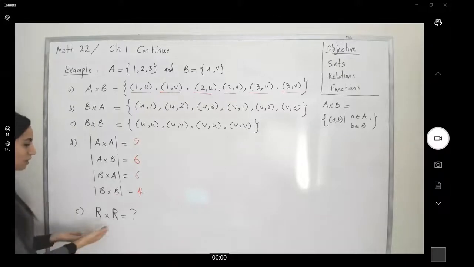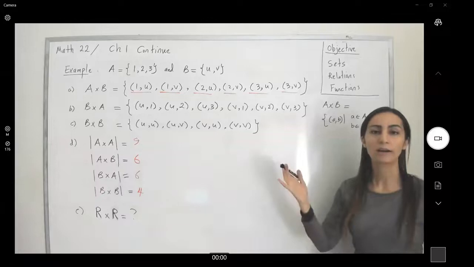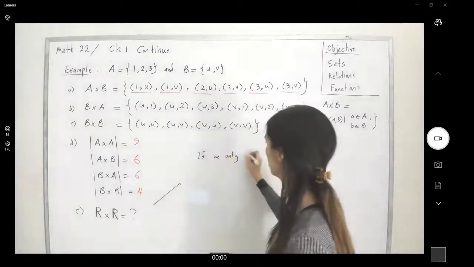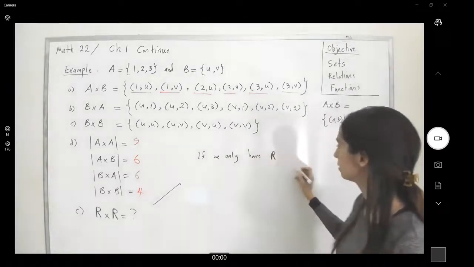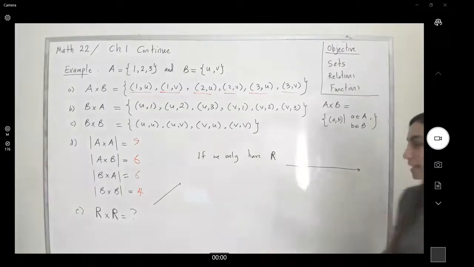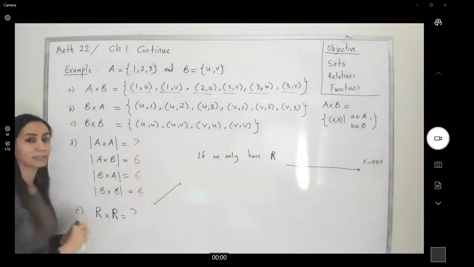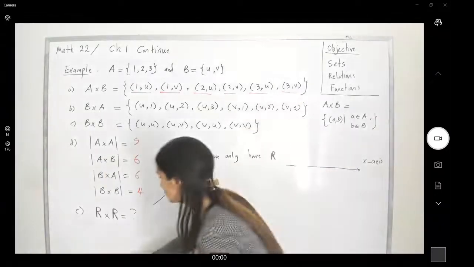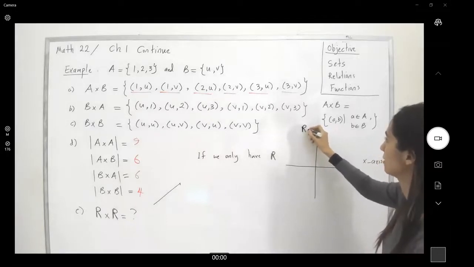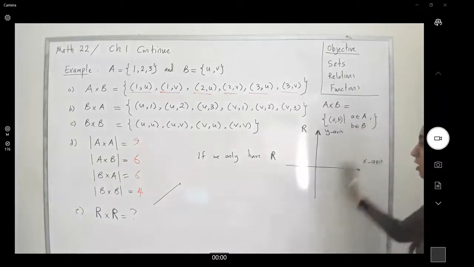And finally, the Cartesian product between R and R. Remember how we defined R. R is just the real axis. So if we only have R as the real axis, this is how we visualize and represent it: the real line. You can say that this is my x-axis. Now, you have the Cartesian product between R and R. It means that we are adding a new axis, another R. Let us call this one the y-axis.